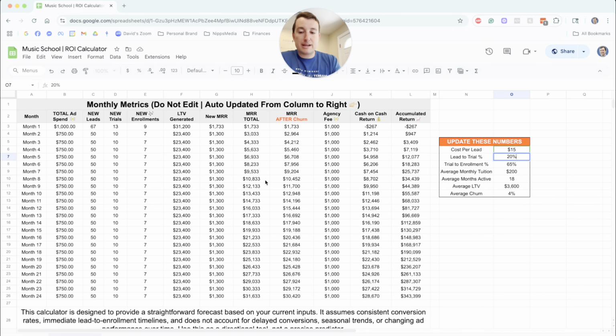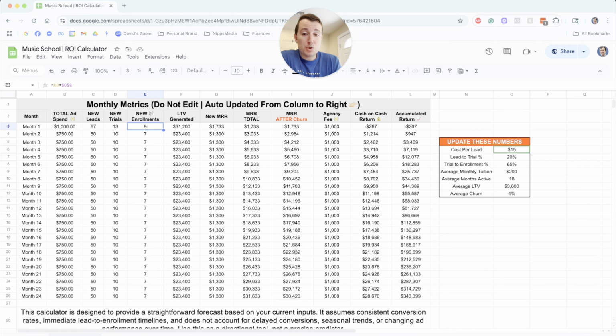So we spent $1,000, and based off of these numbers, we should have gotten 13 trials. But we also know that every trial that comes in doesn't enroll as a student. So this is where that 65% comes in. So 13 times 65% equals 9 new enrollments. Great job. Now, I got 9 enrollments. I spent $1,000. Am I really even making any money at this point? So this is where the rest of the numbers come into play.